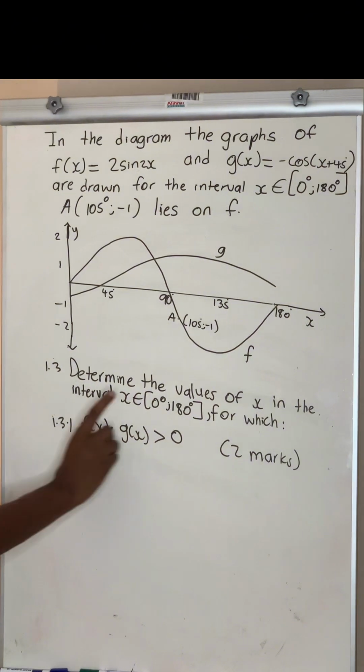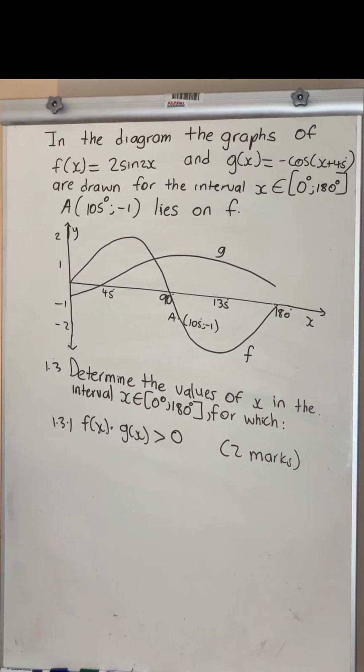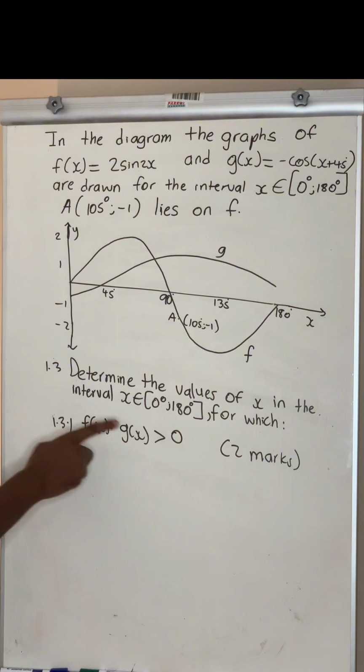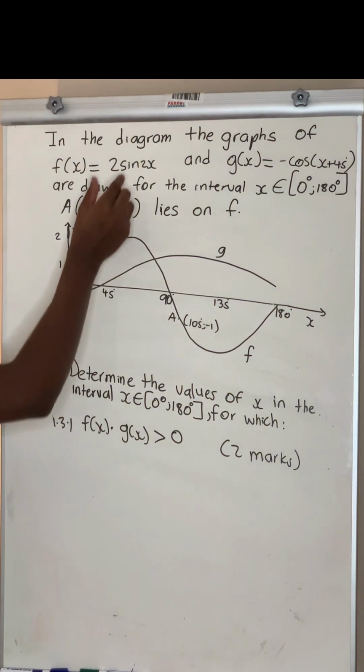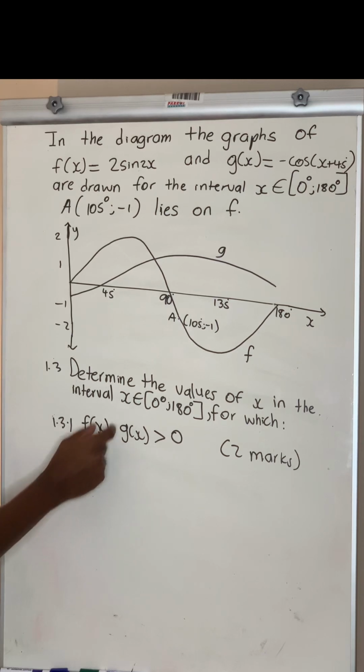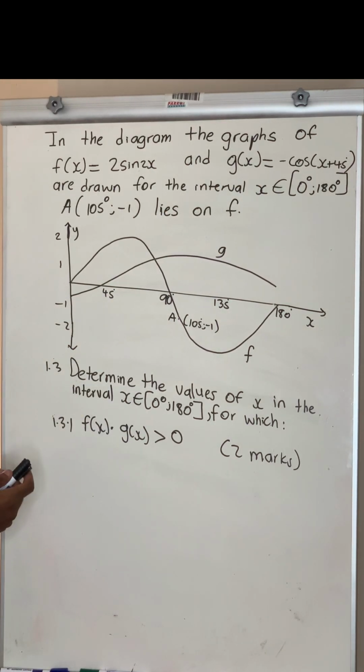Now we're asked to determine the values of x in the interval x is an element of 0 degrees and 180 degrees, for which, 1.3.1, for 2 marks, f of x times g of x is greater than 0. Now the number one mistake that most students make here, they try to take f of x and substitute it here and multiply with g of x. You can do that, but it's quite pointless, because this is actually graph interpretation. So you must analyze the graph and answer the question. That's why it's only 2 marks.